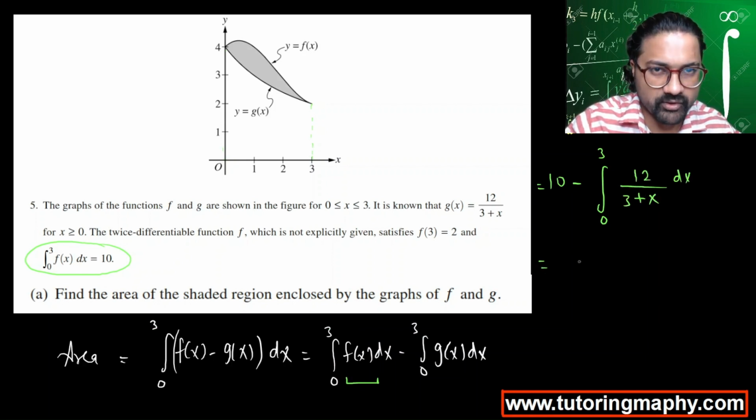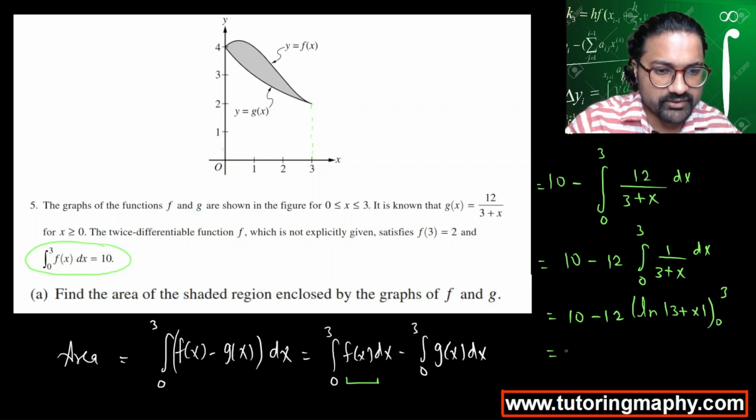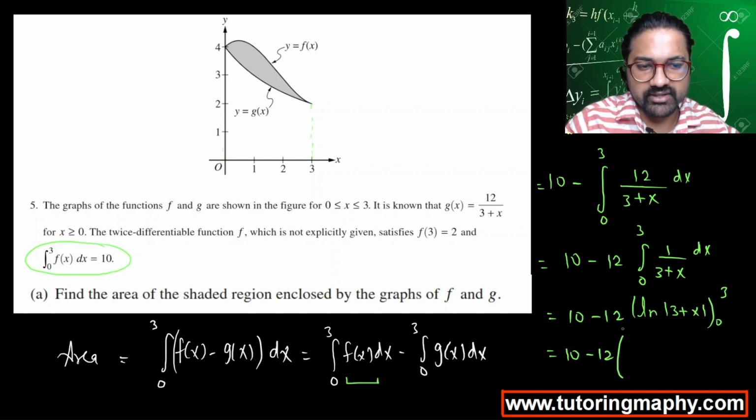Okay, a little bit of effort required over here. 12 comes out and this becomes integration from 0 to 3 of 1 over 3 plus x dx. What is the antiderivative of 1 over 3 plus x? Natural log. So ln of absolute value of 3 plus x within the limits of 0 to 3. This is going to look like 10 minus 12. I'm going to place parentheses because that's going to be the upper limit minus lower limit.